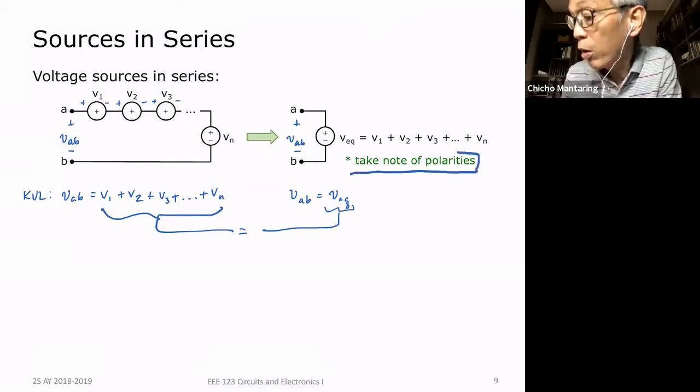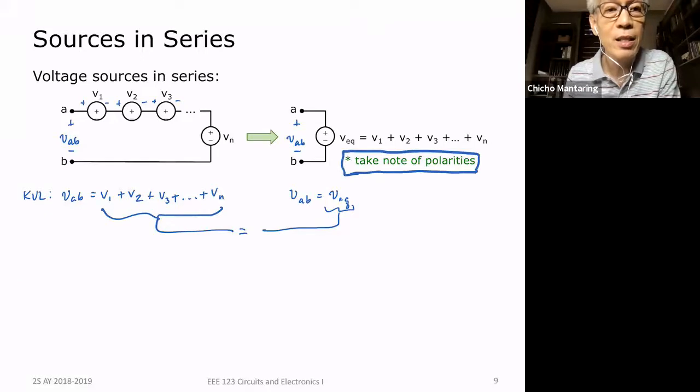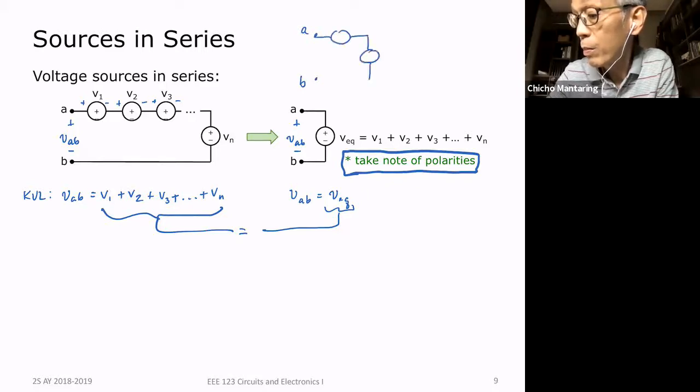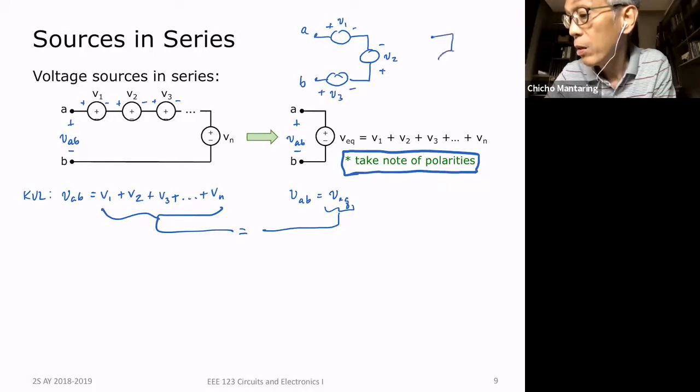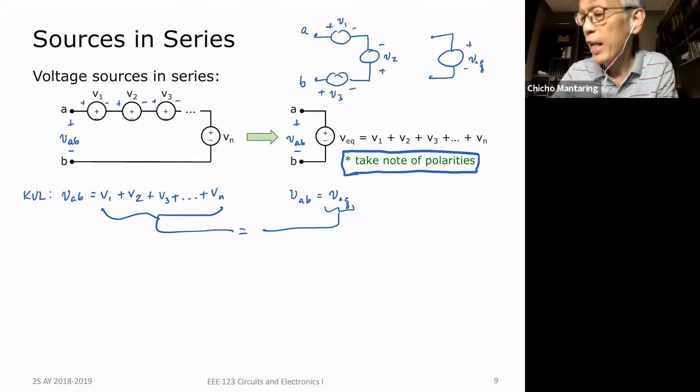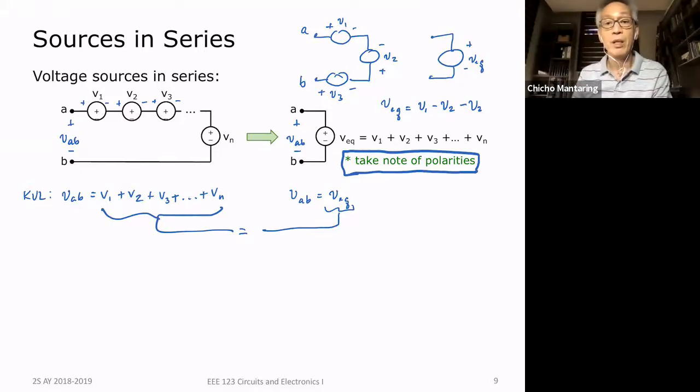Now take note of the polarities. For example, if this is A and this is B, let's say this is V1, this is V2, and this is V3. What is V equivalent? In this case, V equivalent is equal to V1 minus V2 minus V3, because this is opposite in polarity to this, and this is also opposite in polarity to this. So take note of the polarities.